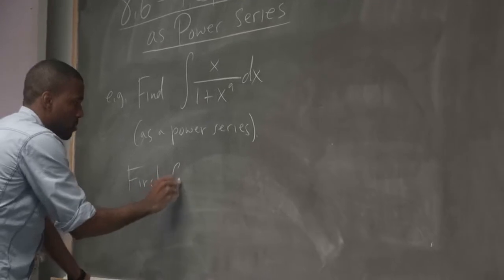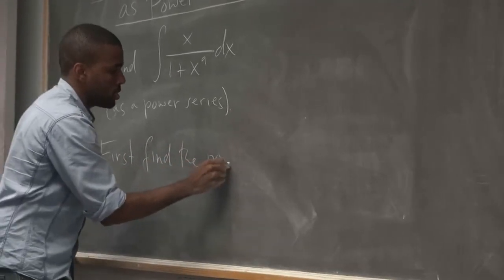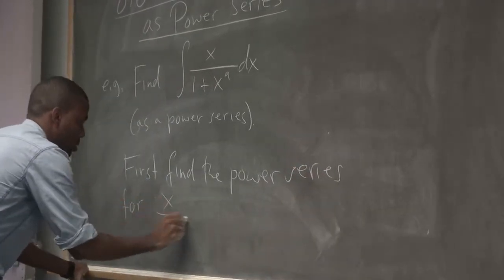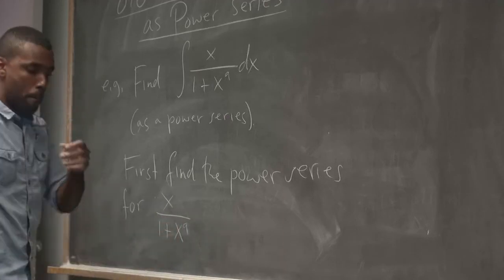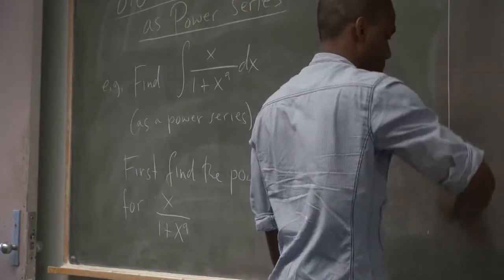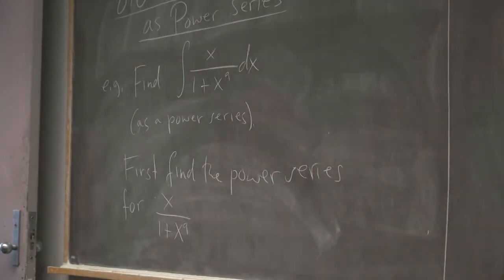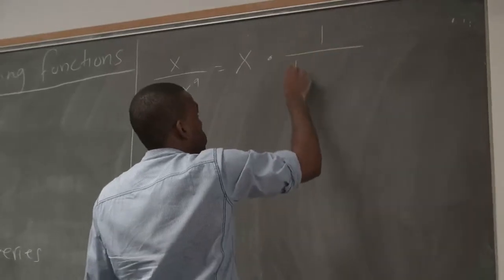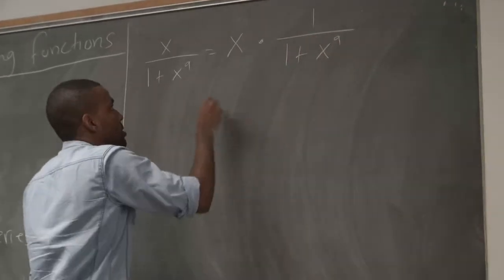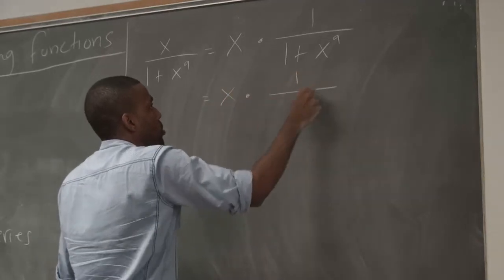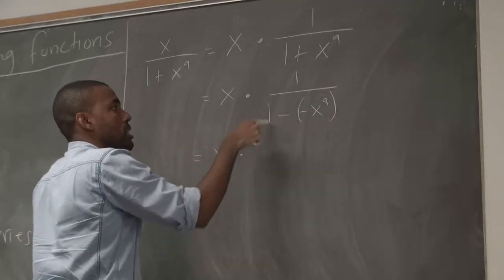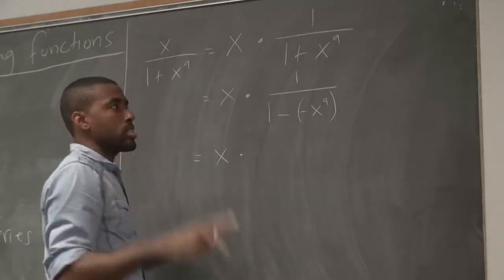First, find the power series for x over 1 plus x to the 9. How do I find that? Make it look like the other guy again, right? So how do you do that? Well, note x over 1 plus x to the 9 looks like x times 1 over 1 plus x to the 9, which I can write as x times 1 over 1 minus negative x to the 9. And so that looks like 1 over 1 minus x, so I put that into my series formula.